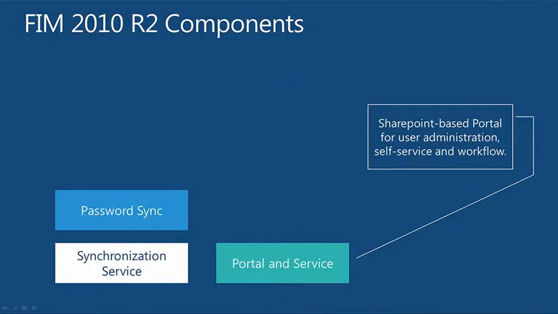In 2010, the FIM service and portal were added. This is a SharePoint-based portal, and this, for the first time, gave us a way to actually interact directly with all that identity metadata that FIM was keeping to itself. And so now we can actually provide some self-service functionality where, for instance, we can allow users to go in and change their mobile phone number or request an application. And there's also a workflow component here. So we have notification, approval workflows, various other things that we can do.